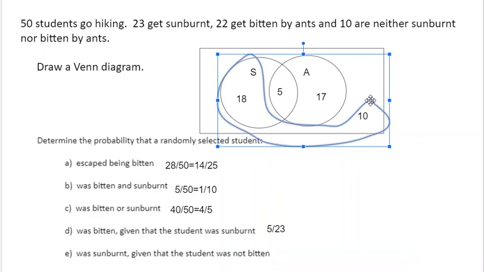Go ahead, Ireland. 18 out of 28 or 9/14. Okay, anybody want to agree with 18 out of 28 or 9/14? I see 1, 2, 3. Yeah, very good.